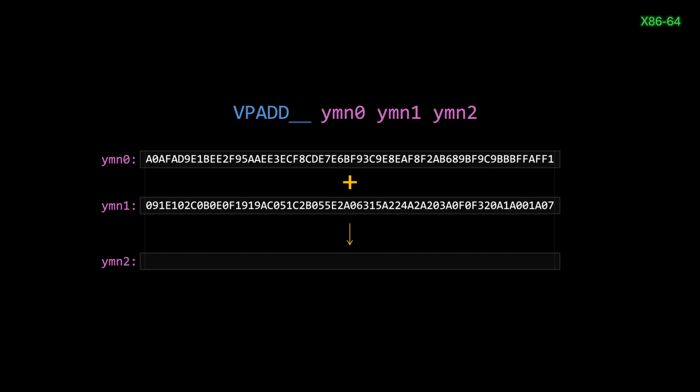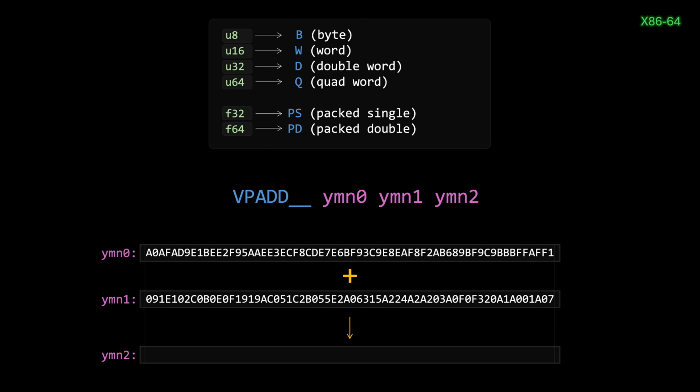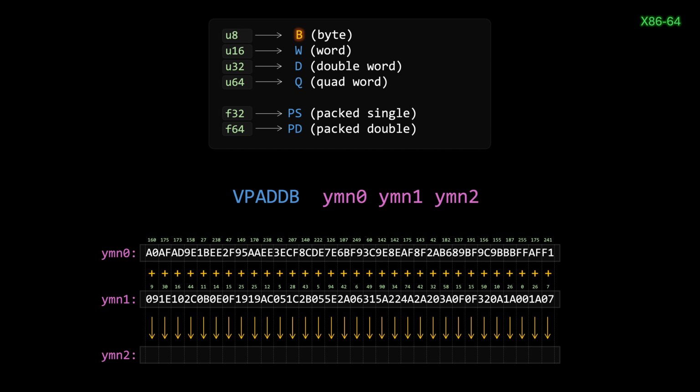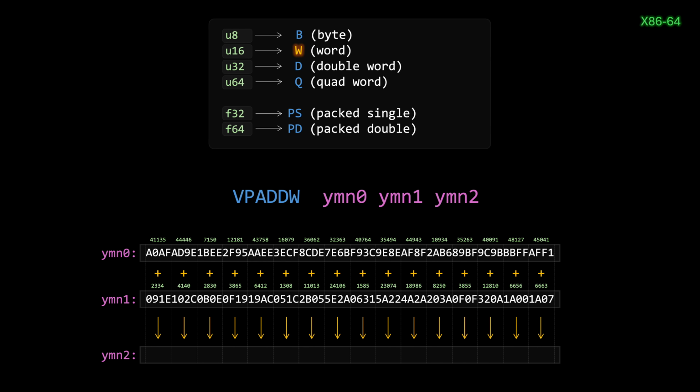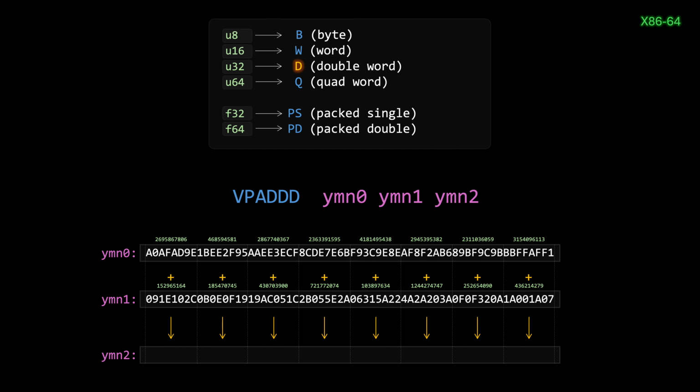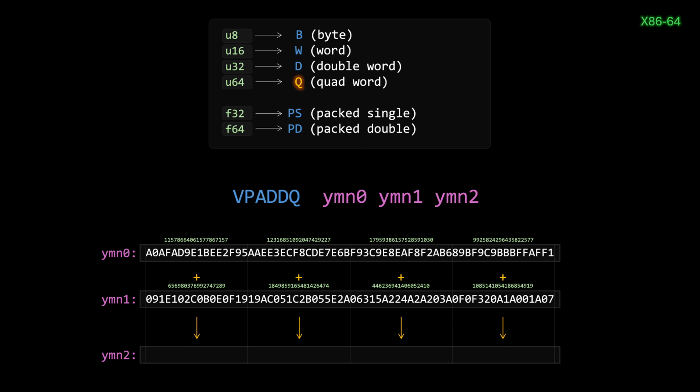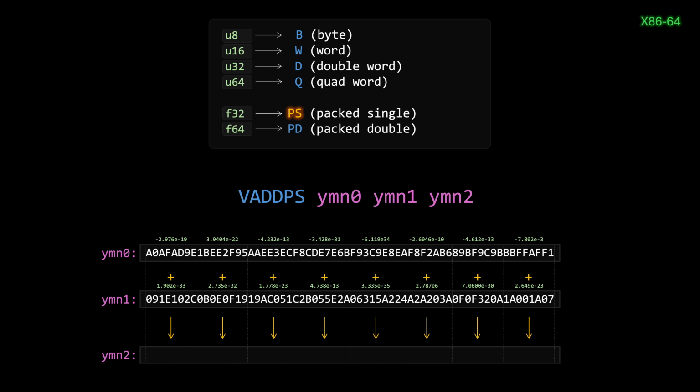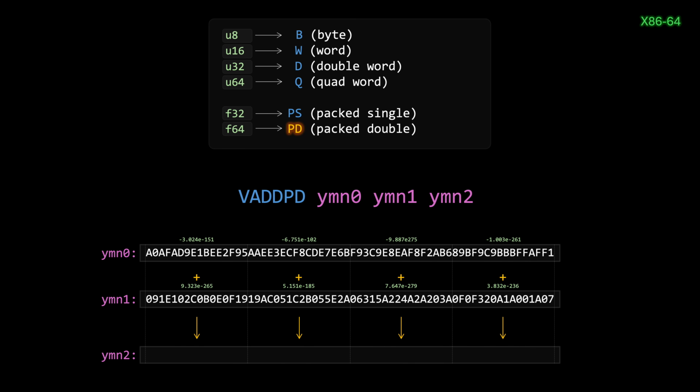In assembly, the instruction has a suffix. For integer operations, for example, B means byte, or 8-bit integers. W means word, or 16-bit integers. D means double word, or 32-bit integers. And Q means quad word, or 64-bit integers. While PS and PD are used for floating point numbers. So the register tells the CPU how many total bits we are working with, while the instruction tells it how those bits should be interpreted. From those two pieces of information, it gets the number of lanes.